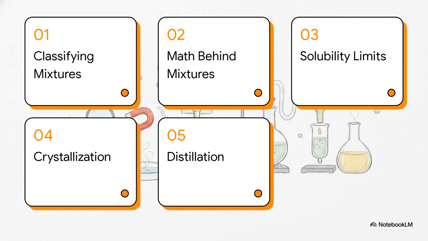Okay, let's dive into our roadmap. First, we'll classify our mixed-up world. Then, we'll hit the math behind the mixture. After that, it's solubility and pushing the limits, followed by crystallization, which is basically nature's purification. And we'll wrap it all up with distillation, boiling, for purity.